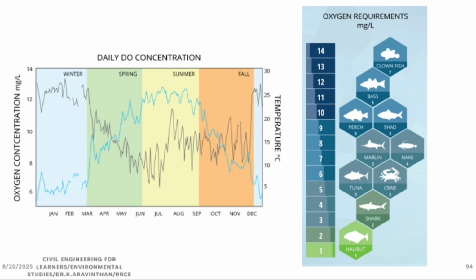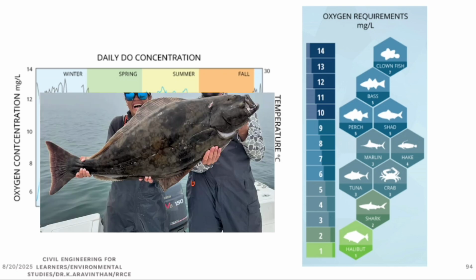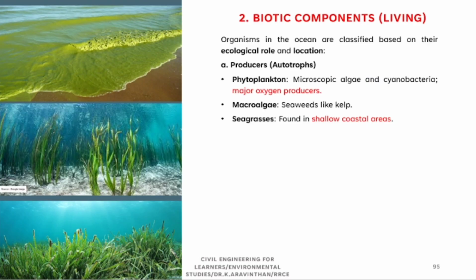If you have lesser dissolved oxygen, you can see bass. Different types of species will be there. Tuna fish. These are the fishes. They can live in 5 to 6 milligram per liter of oxygen. And halibut is a type of fish that can live with very little oxygen. That means 1 milligram per liter is sufficient for it to sustain its life. So this is one of the examples.